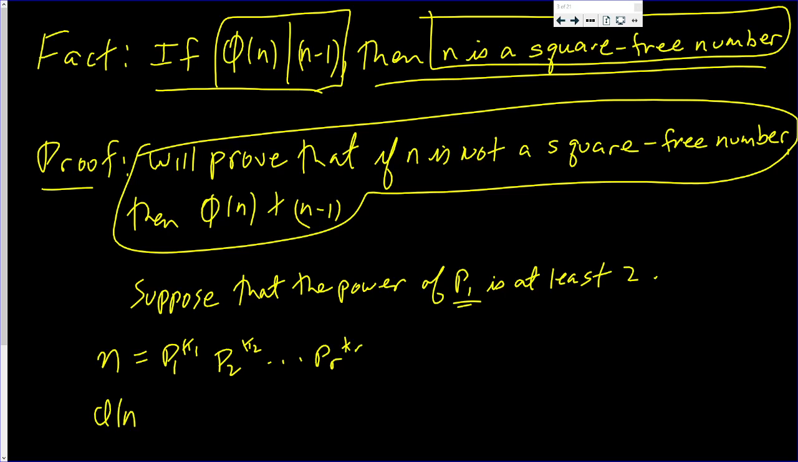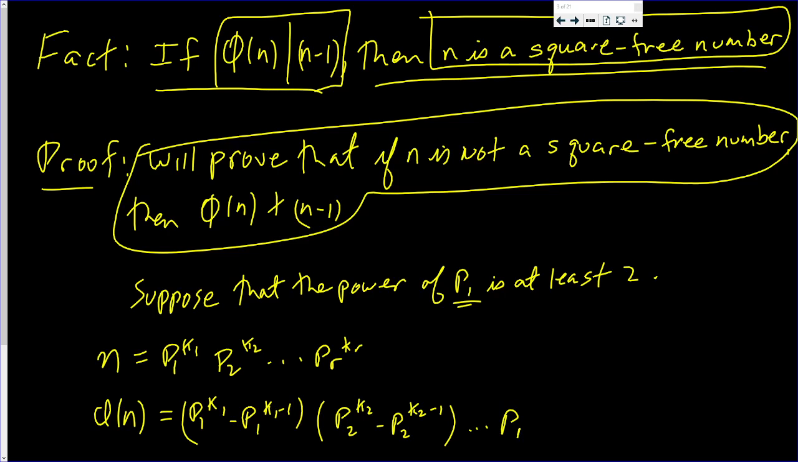Now, phi of n is equal to P1 to the K1 minus P1 to the K1 minus 1, times P2 to the K2 minus P2 to the K2 minus 1, all the way up to PR to the KR minus PR to the KR minus 1.